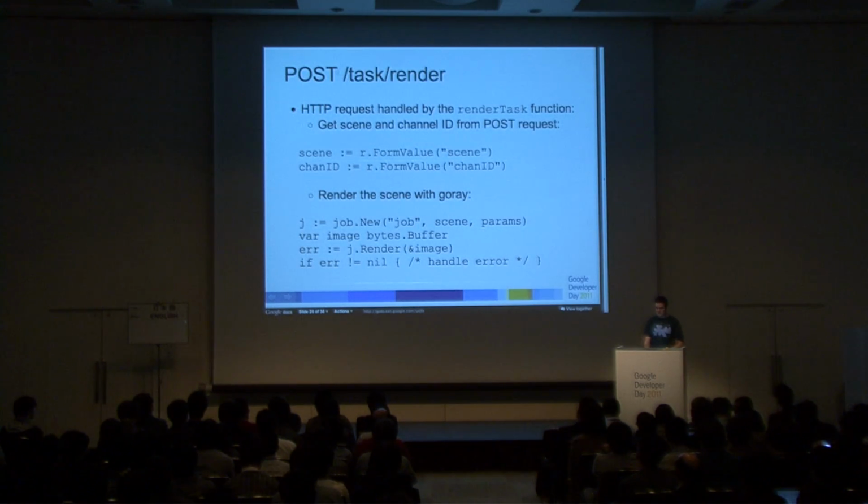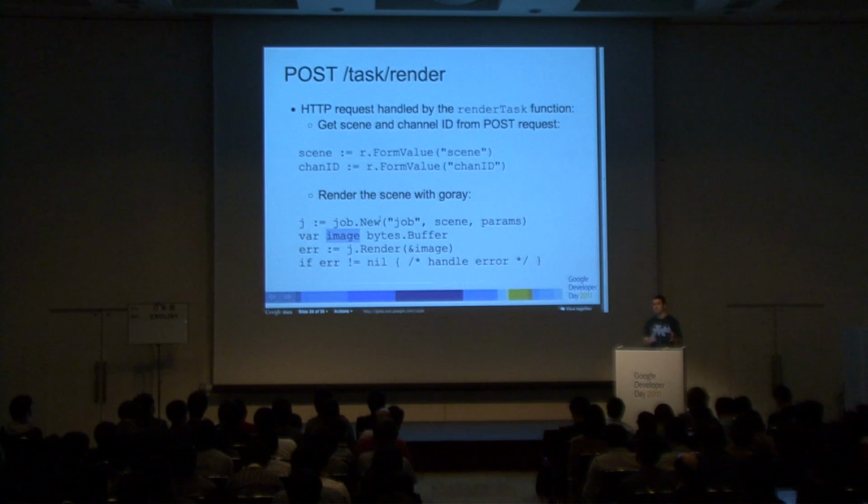So the task/render handler, this is the handler that the task queue service calls. This task actually performs the rendering itself. So first, it gets the scene and channel ID from the post request, and then it uses the GoRay library to render the image, and it renders the image into this image bytes buffer. So this will be a PNG image.